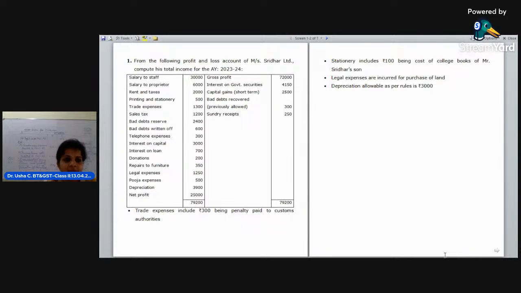Okay. Next, telephone expenses. Of course, it is a business expenditure. We can deduct it. Next, interest on capital. The capital is invested by the proprietor, for which he is taking interest, and that is also not allowed. Interest on capital is not allowed. Next, interest on loan. For any amount of loan taken for running the business, it can be allowed.